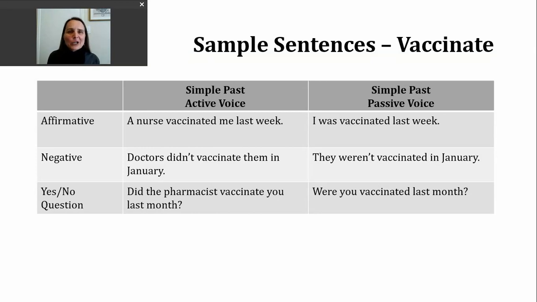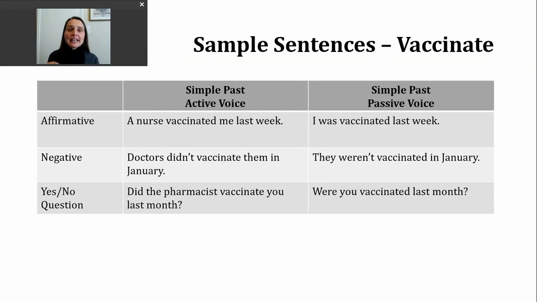Now, let's take a look at a yes or no question. In the simple past tense active voice, we might say, did the pharmacist vaccinate you last month? Again, we know who is responsible for the action. But more commonly, as people have checked in and inquired with you, you might have heard someone say, were you vaccinated last week, last month, etc.